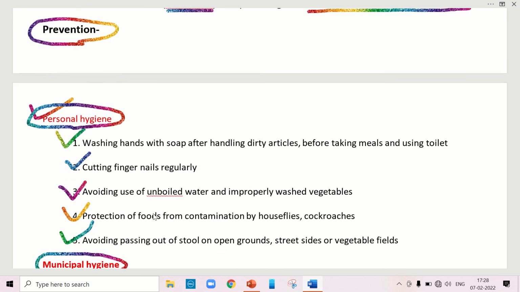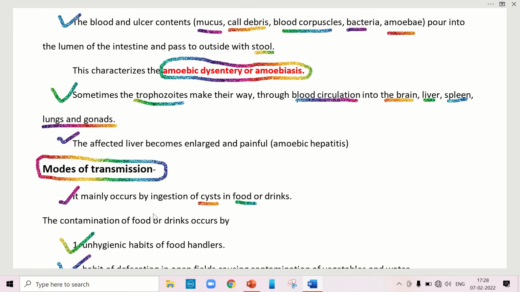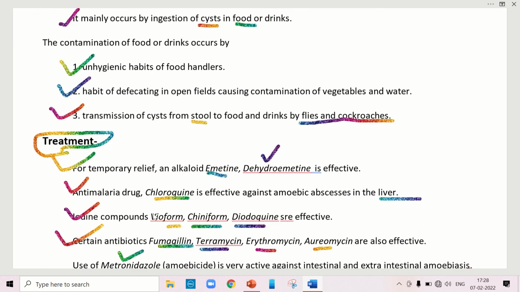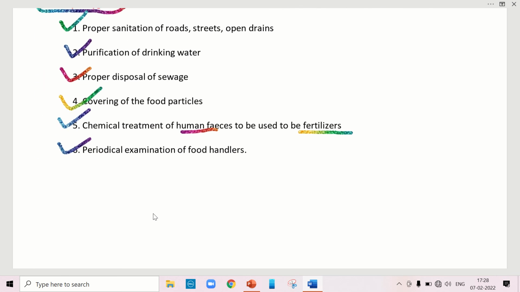This was all about amoebic dysentery, their symptoms and pathogenesis, mode of transmission, treatment given, and prevention.